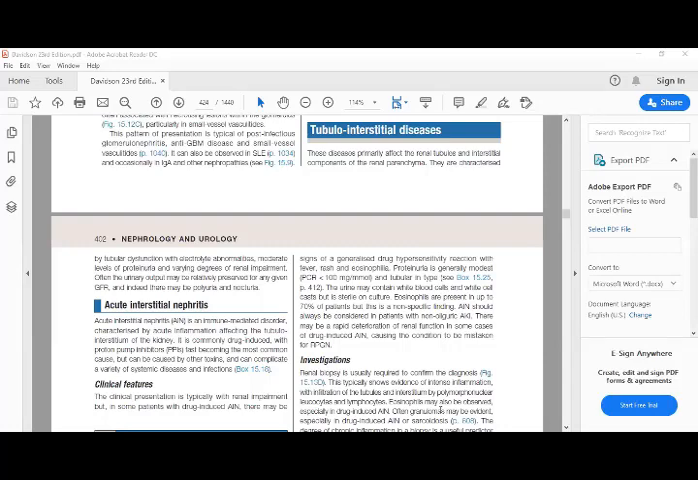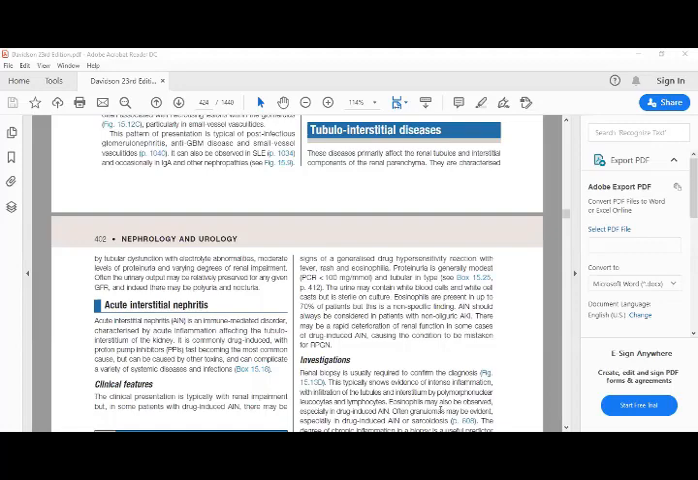There are two types of tubulointerstitial diseases: acute interstitial nephritis and chronic interstitial nephritis. Acute interstitial nephritis is an immune-mediated disorder characterized by acute inflammation affecting the tubulointerstitium of the kidney. It is commonly drug-induced, with proton pump inhibitors fast becoming the most common cause, but can be caused by other toxins and can complicate a variety of systemic diseases and infections.